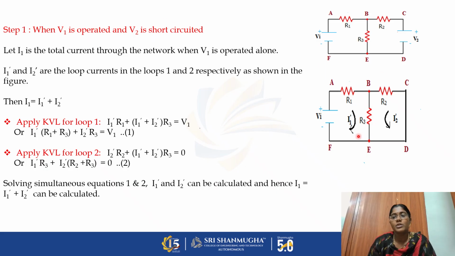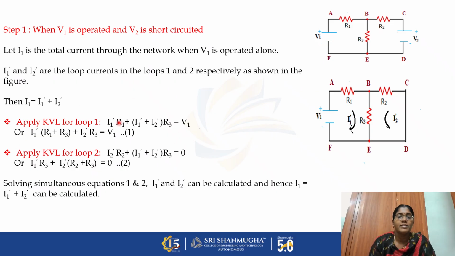So let I1 be the total current flowing through the circuit. V1 is operated alone. So I1 dash is the current flowing in loop 1 and I2 dash is the current flowing in loop 2. Then I1 is equal to I1 dash plus I2 dash. So apply KVL for loop 1. So I1 dash into R1 plus (I1 dash plus I2 dash) into R3, which is equal to V1.